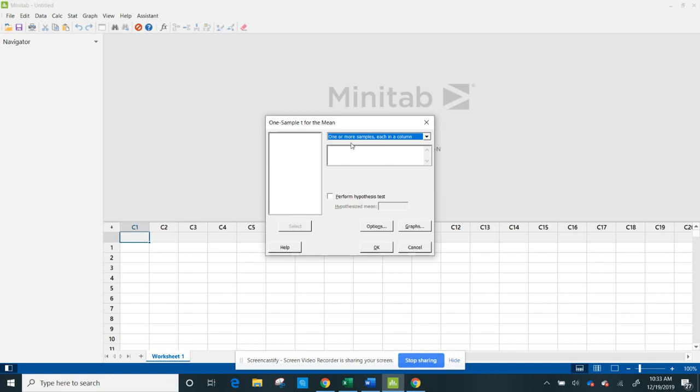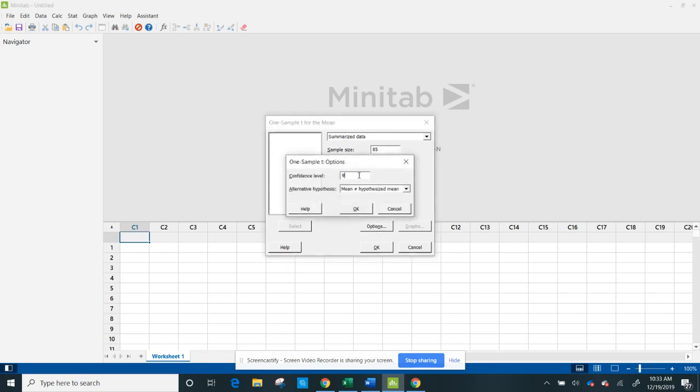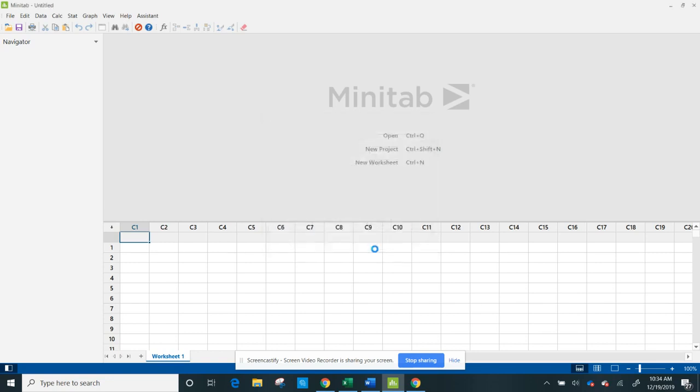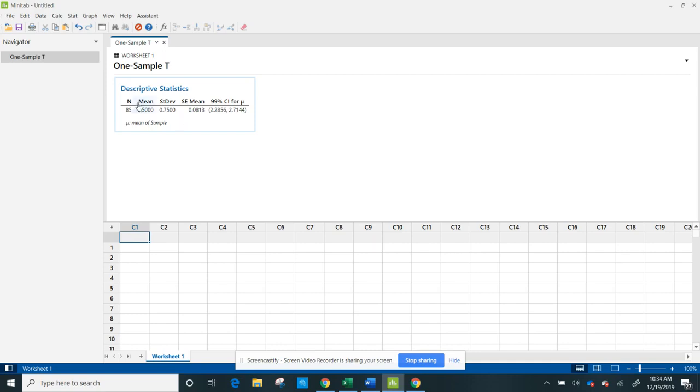So now I'm going to change it from one or more samples, and I'm going to put summarized data. Sample size was 85. Sample mean was 2.5, and sample standard deviation was 0.75. I'm not going to click the box of perform hypothesis test, and instead I'm going to go to options. And here I'm going to change it from 95 to 99. And I'm going to keep the mean does not equal the hypothesized mean. Because again, with a confidence interval, it's basically I'm running a type of two-tailed test. So I hit OK, and I hit OK. So it gives me all the information I need.